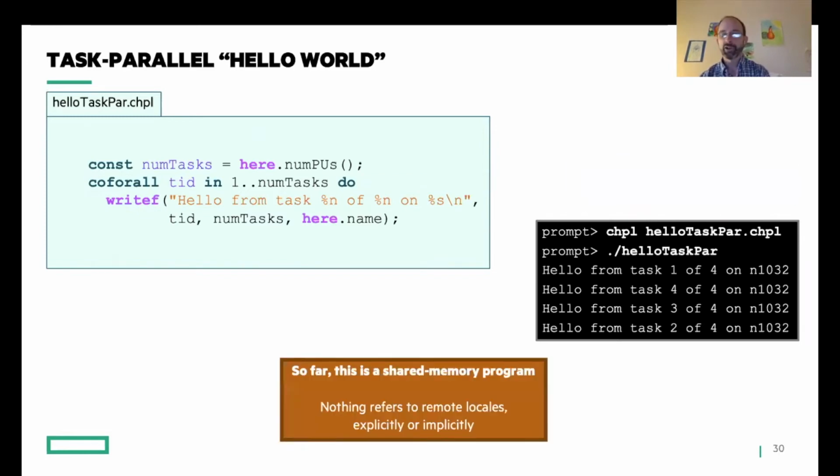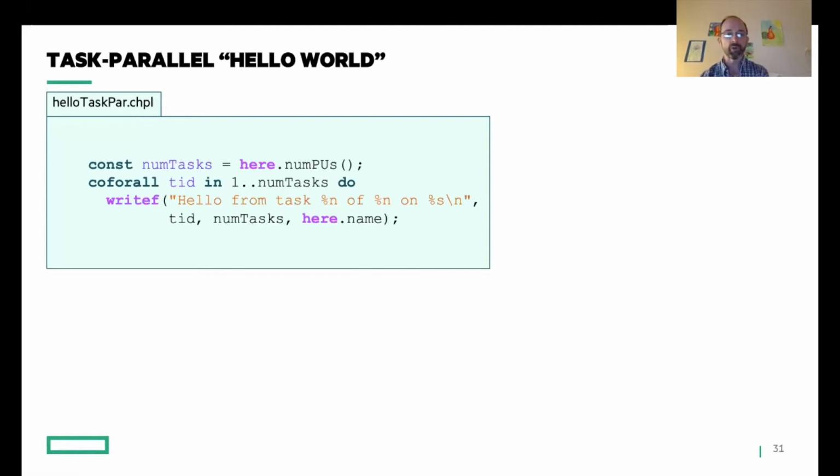All right, so far what I've shown you is just a shared memory program. If I was running this on my 1000 node Cray, it would never actually use any resources other than locale 0. And the reason is I haven't done anything in this program to refer to those other locales, either explicitly or implicitly. So let's look at what we would have to change in this code in order to change it from a shared memory code into a distributed memory code.